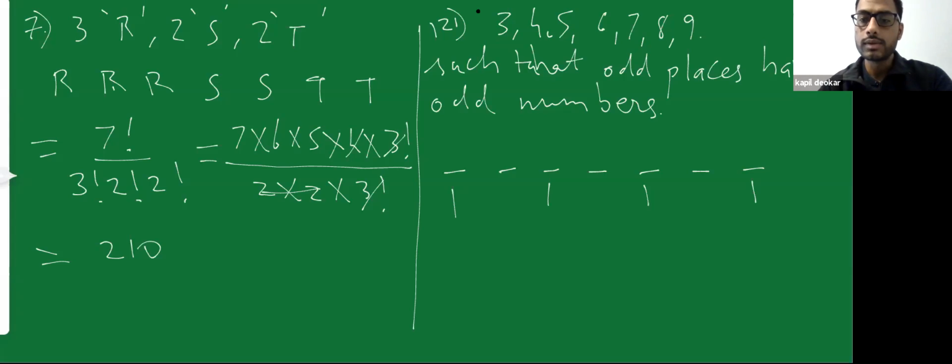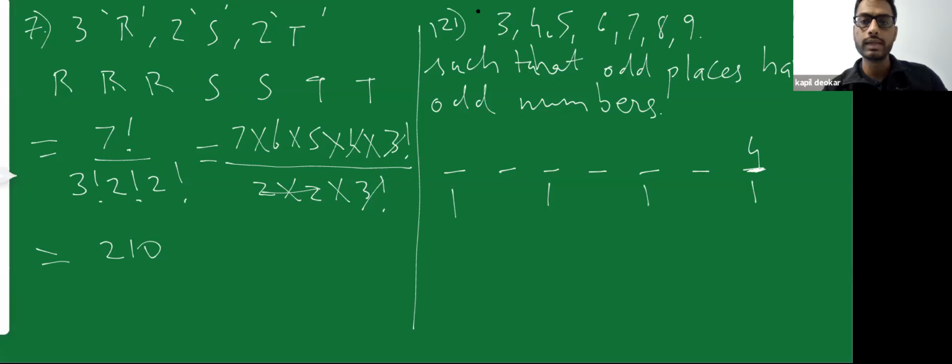Okay, so let's place your odd number over here. So which odd number can I write over here? I have 3, 5, 7, and 9. I have 4 options. So out of those 4 options, I can write any. I can write 3, or 5, or 7, or 9. So this first odd place can be filled in how many ways? It can be filled in 4 different ways.